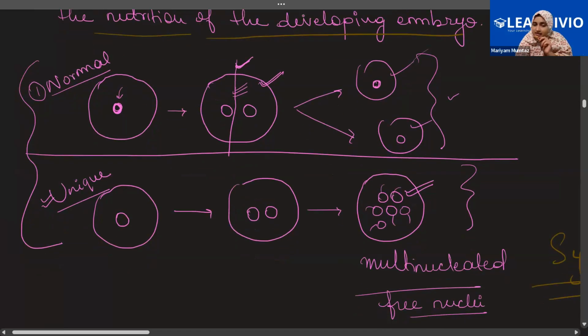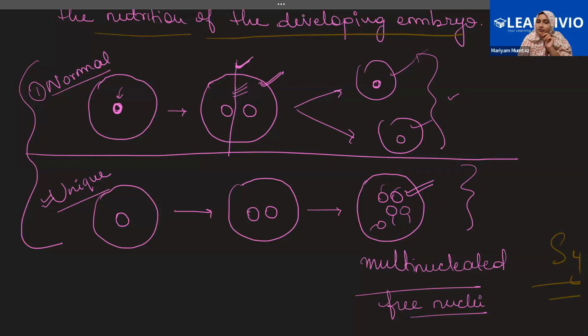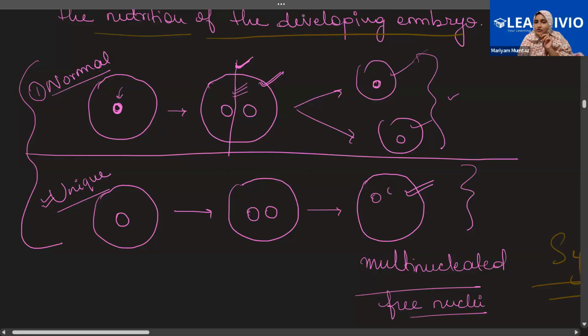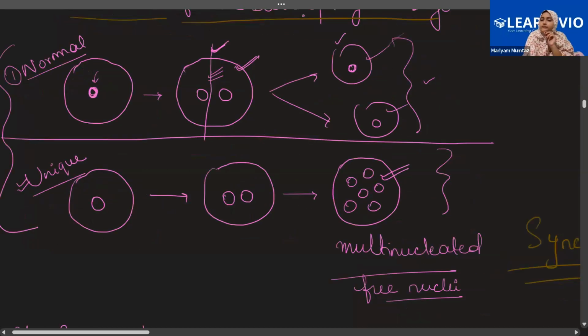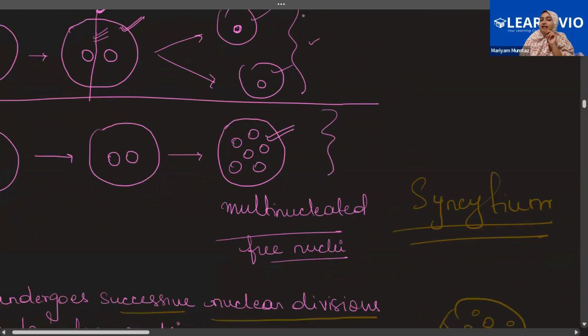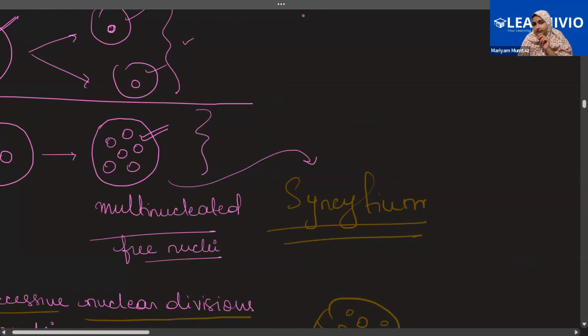But there is a unique phenomenon wherein the nucleus divides, but no cell wall formation takes place. And it keeps on dividing. So ultimately, we have so many different nuclei, many nuclei in one cell without any kind of cell wall. So you will say that this one cell is multinucleated, isn't it? This is uninucleated. This is multinucleated. This condition is also known as syncytium.